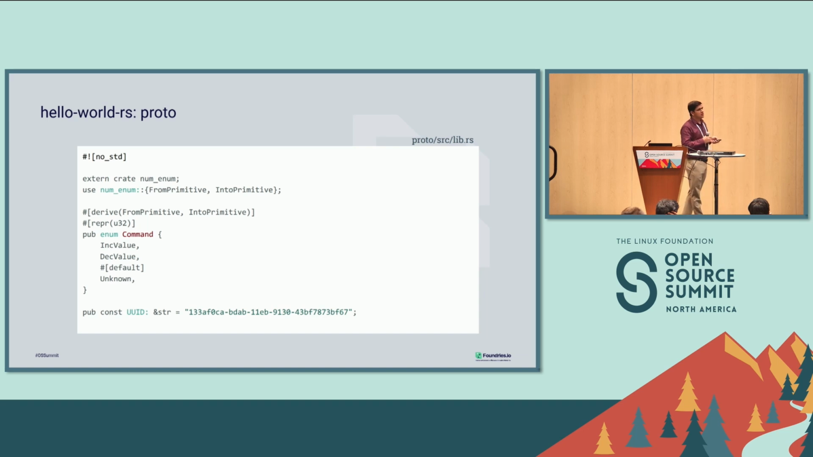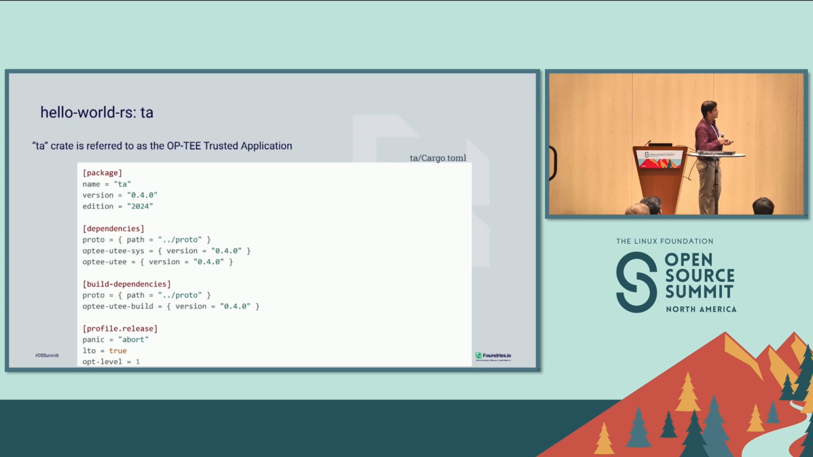That's what is used to identify the trusted application, and it is being shared among the client application and the trusted application. Now coming on to the trusted application code itself.